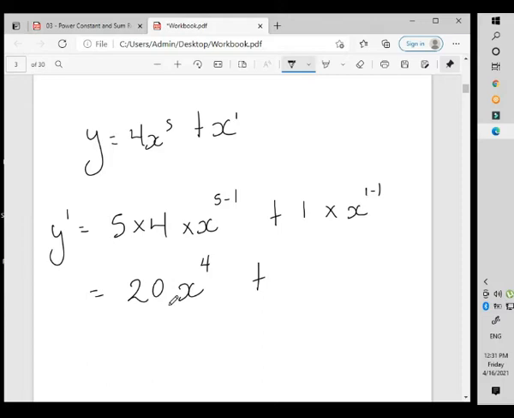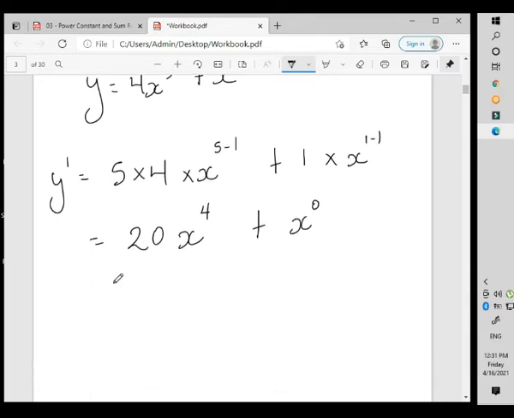Any variable times 1 is itself, and here I have x to the 0 power. Now anything that's raised to the 0 power is going to be equal to 1. So in completing this, this is going to be equal to 20x to the 4th plus 1.